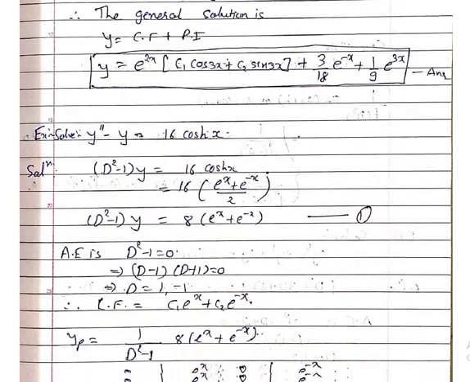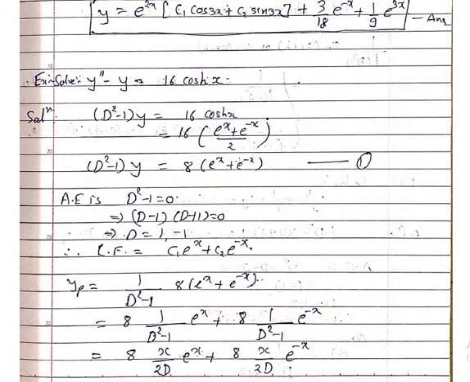Now solve y'' − y = 16 cosh x. So first we are going to write cosh in the form of e^x: cosh x = (e^x + e^(−x))/2, and that will give you 8(e^x + e^(−x)). And your equation is of the form (D² − 1) y = 8(e^x + e^(−x)).